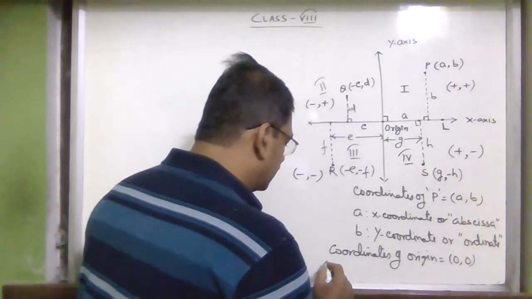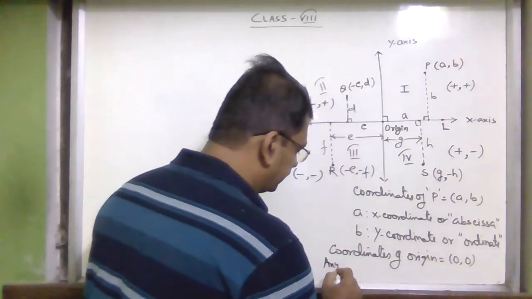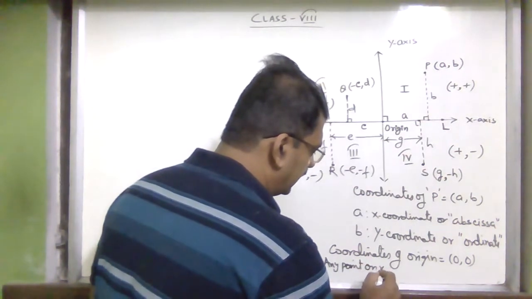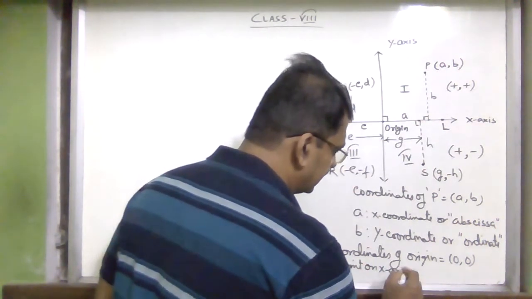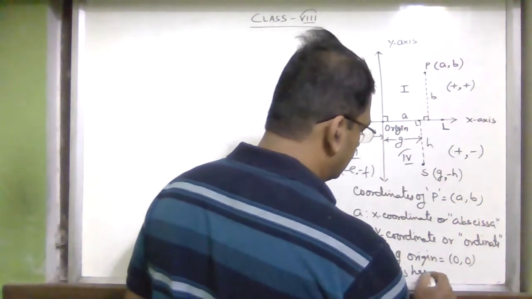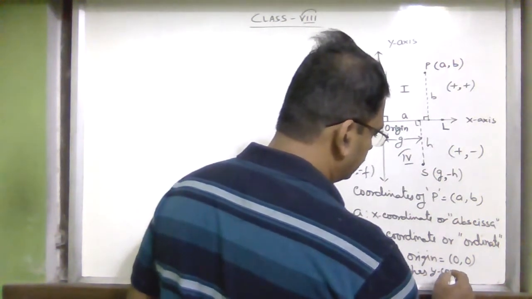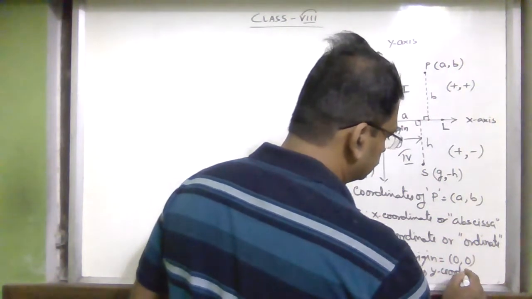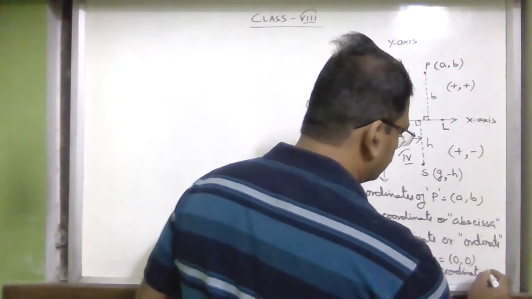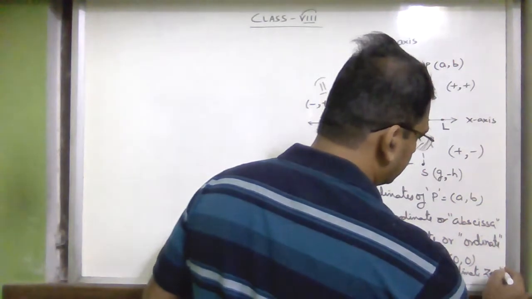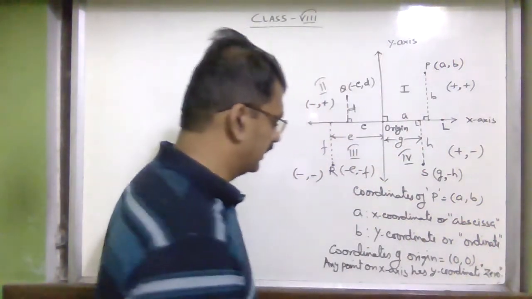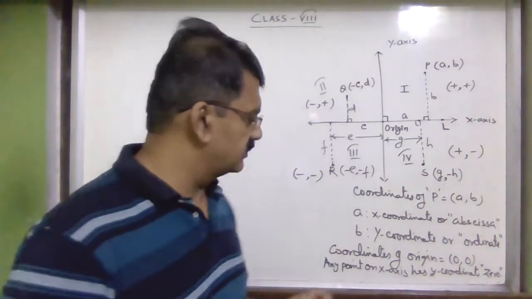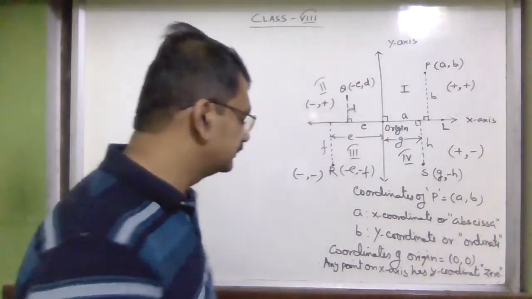So any point on x-axis has y-coordinate 0. Always remember, any point on x-axis has y-coordinate 0.